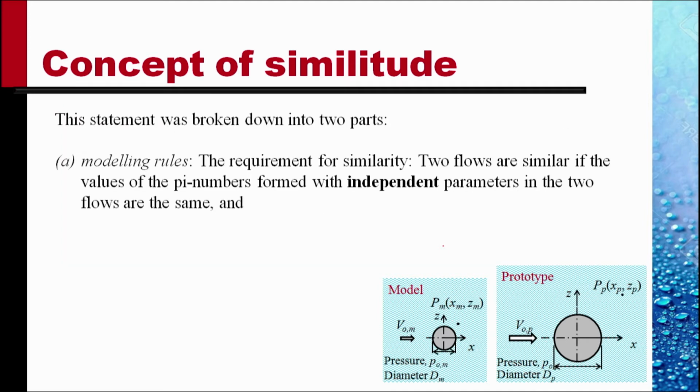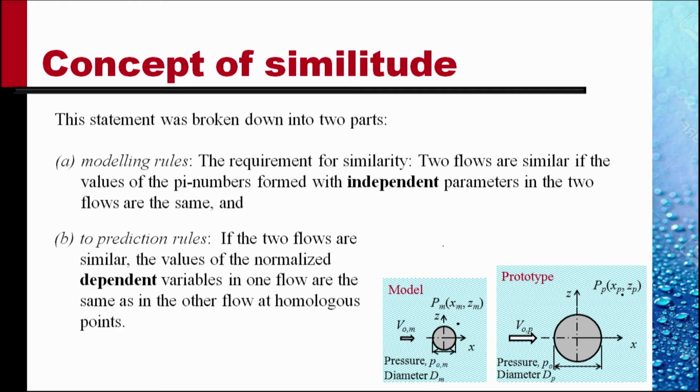This statement was broken down into two parts. A, the modeling rules, the requirement of similarity: two flows are similar if the values of the pi numbers formed with independent parameters in the two flows are the same, and B, the prediction rules: if the two flows are similar, the values of the normalized dependent variables and parameters in one flow are the same as in the other flow at homologous points.